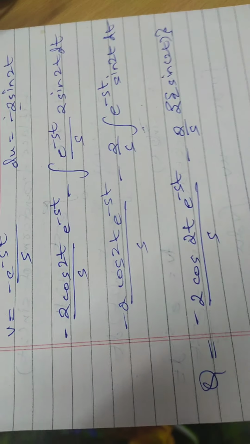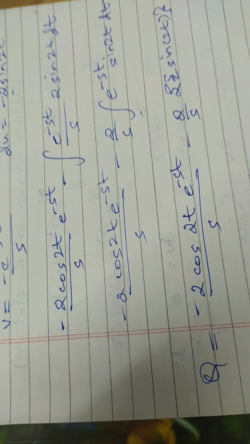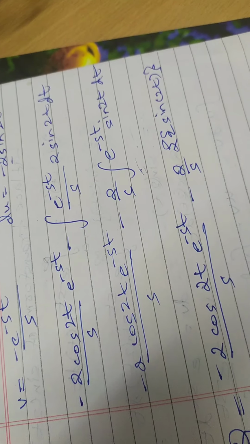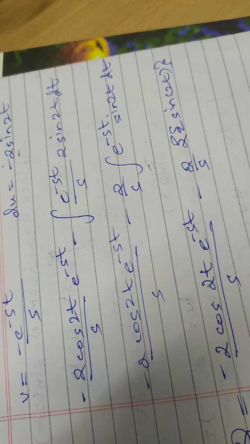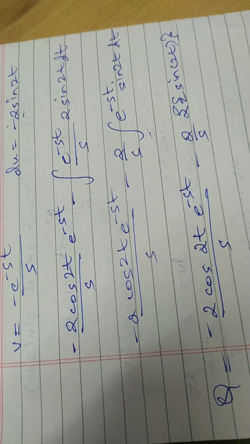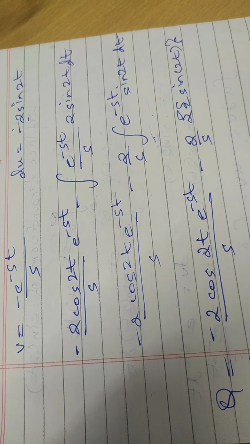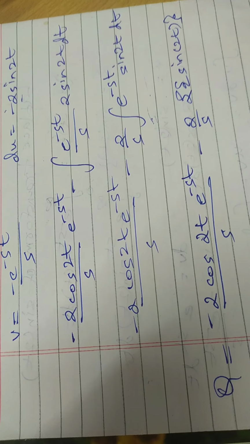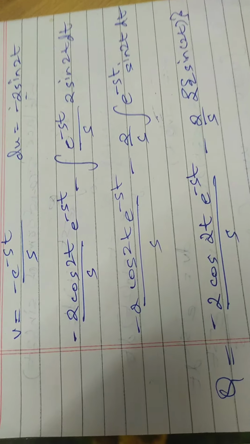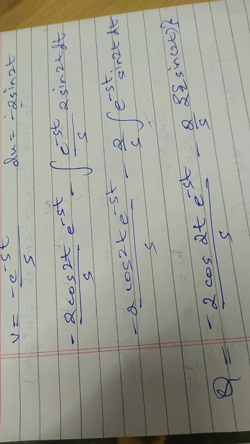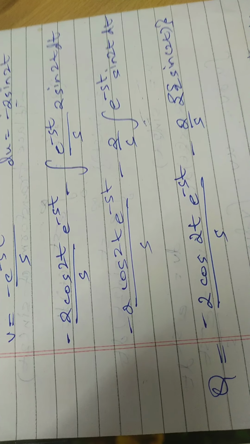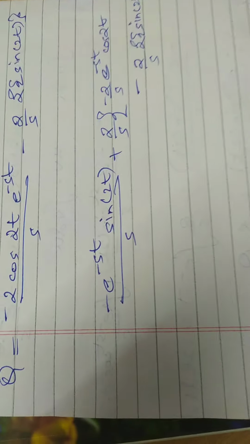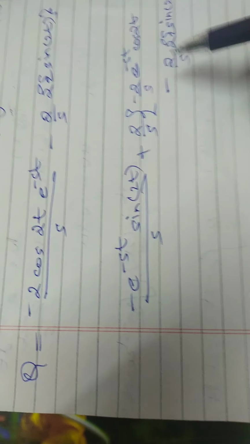Now, as we know from the previous one, that is minus e power minus st sine of 2t by s plus 2 by s times q, but q we know now is minus 2 by s e power minus st cos 2t and minus 2 by s Laplace transform of sine 2t here, right? So now we have to multiply this 2 by s into the bracket.